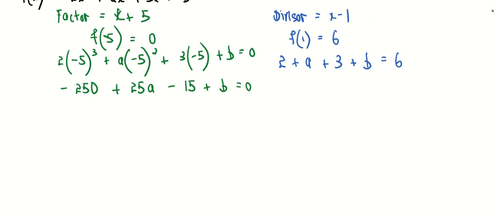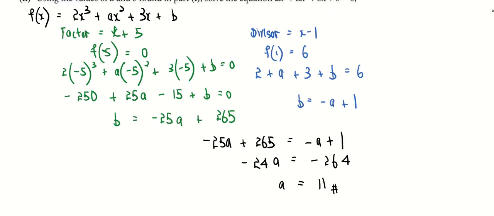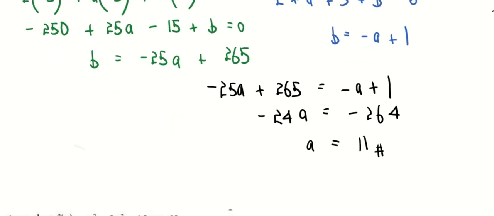Substitution method is slightly easier than elimination method. So I'm going to make B the subject on the left hand side. Likewise, on the right hand side, I can make B the subject. Since both are in terms of B, I just have to equate them together. Again, we need to find the value for B.